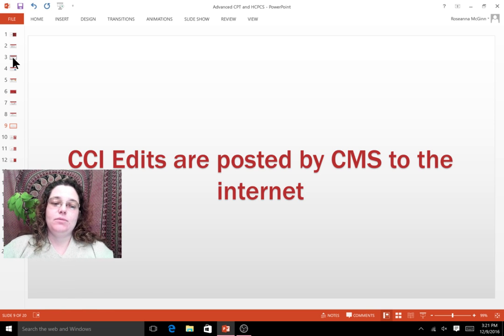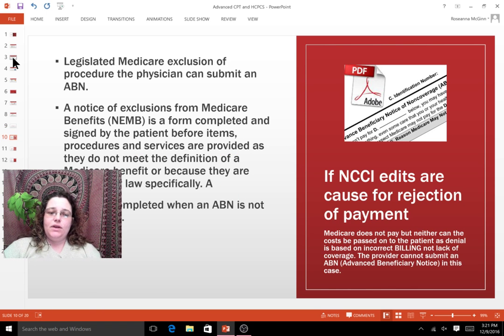NCCI edits are posted by CMS to the internet. You don't have to buy them. So those are lists of codes that cannot possibly be coded together. So if NCCI edits are cause for rejection of payment, Medicare does not pay, but neither can the cost be passed on to the patient, as a denial is based on incorrect billing and not lack of coverage. The provider cannot submit an ABN, or an advanced beneficiary notice, in this particular case.